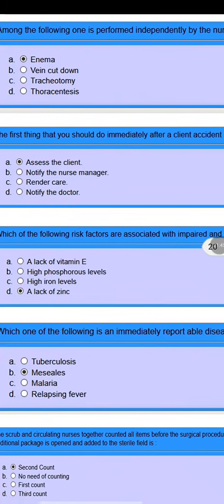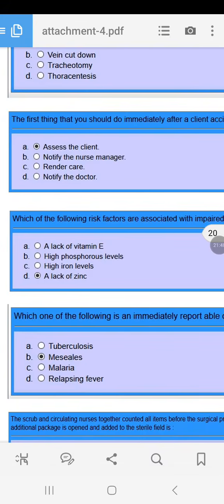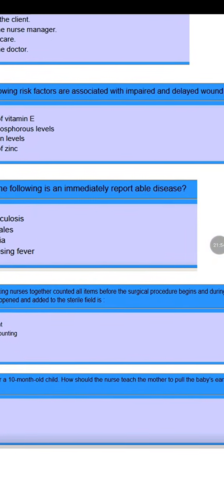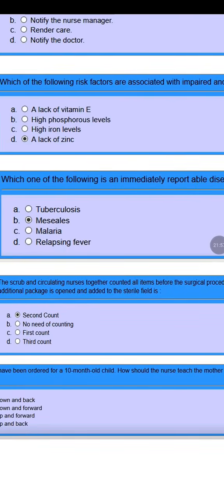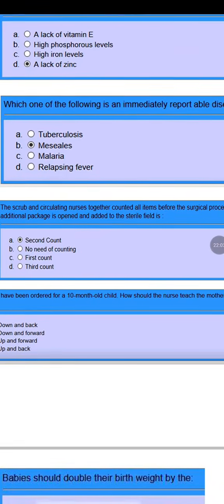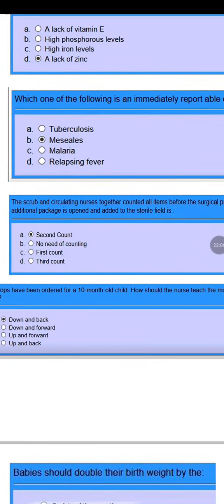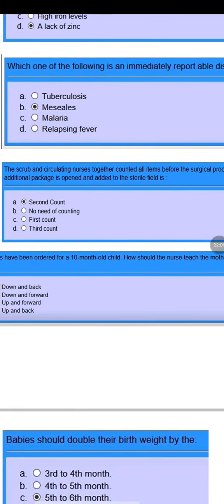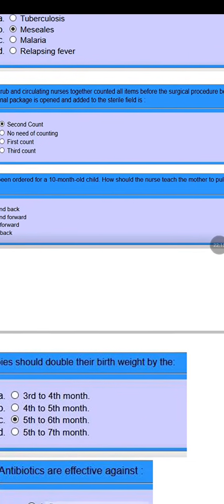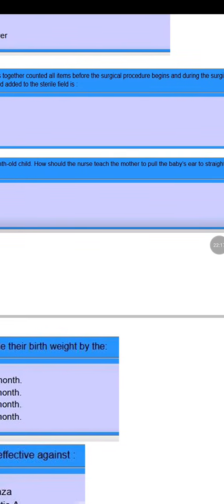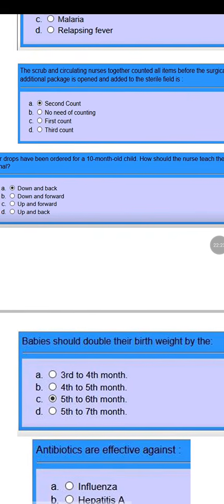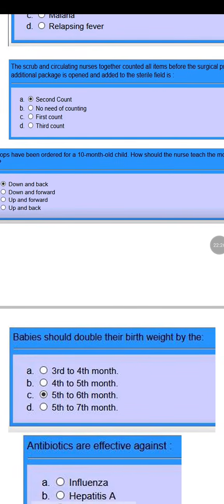The first action should be immediately after an accident: assist the client. Which of the following risk factors is associated with improved wound healing? A lack of zinc. Which of the following is an immediately reportable disease? Measles. The scrub nurse and circulation nurse give their contact time before a surgical procedure, meaning that during the surgical procedure, such as additional package opening, additional sterilized items. First contact.